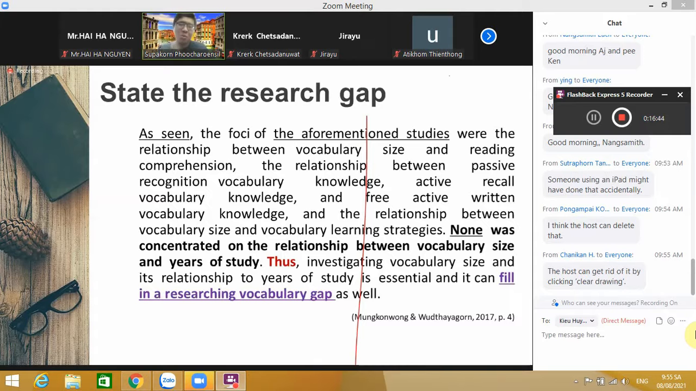And then you also mention that none was, or maybe you can use hedging, right? None, or little or no, few or no studies, something like that, concentrated on the relationship between vocabulary size and years of study. Thus, this is the concluding sentence for mentioning the gap, right? Investigating vocabulary size and its relationship with years of study is essential and can fill in a research gap in vocabulary. So the last sentence is written to show how this present study is going to close the gap.